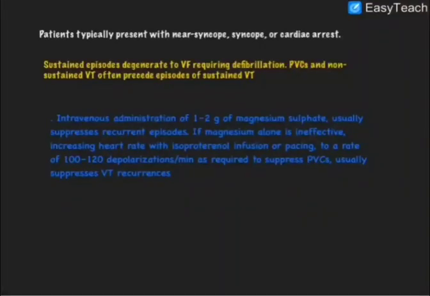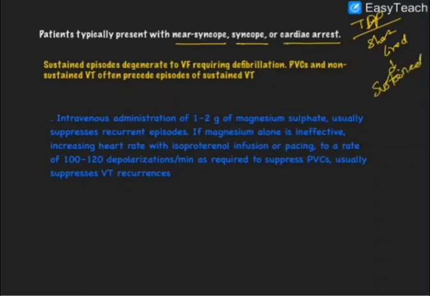And how do these patients present in a hospital setting? They typically present with near syncope or syncope or directly with a cardiac arrest. Usually a classical TdP is short-lived. But if this TdP is sustained, then these episodes degenerate to ventricular fibrillation, and this ventricular fibrillation is a serious condition which requires defibrillation. So PVCs and non-sustained VT often precede the episodes of sustained VT, which is a much more serious condition.